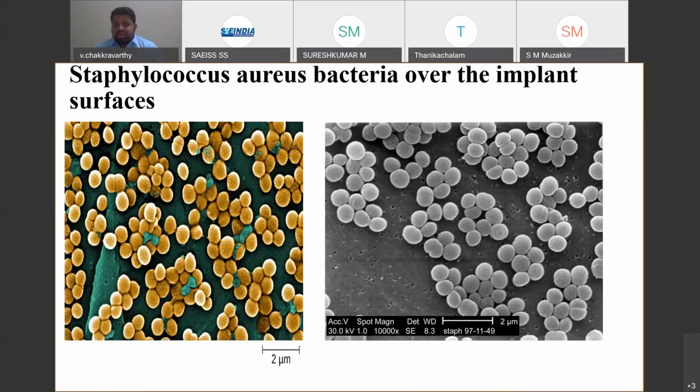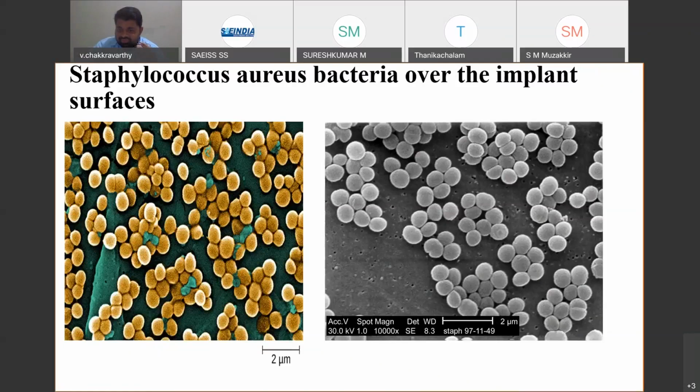If it is spherical in structure, then we could conclude that it is Staphylococcus aureus bacteria adhered to the implant surface. If it is rod shaped, then it means that E. coli bacteria developed over the implant surface. So through the structure itself, we could conclude what type of bacteria adhered over the implant surface.